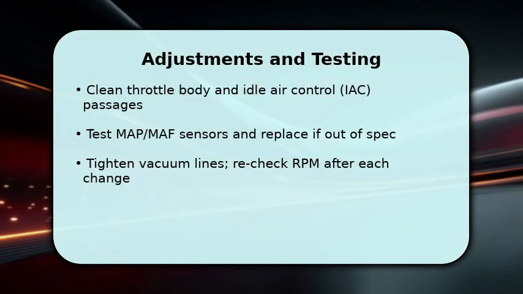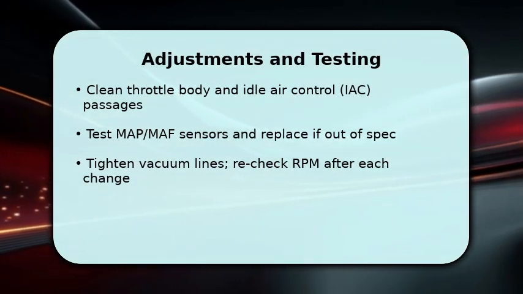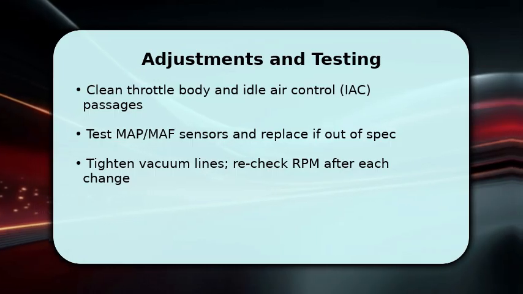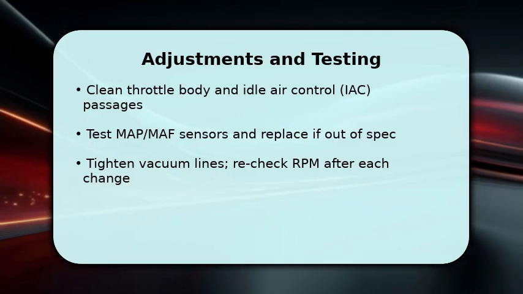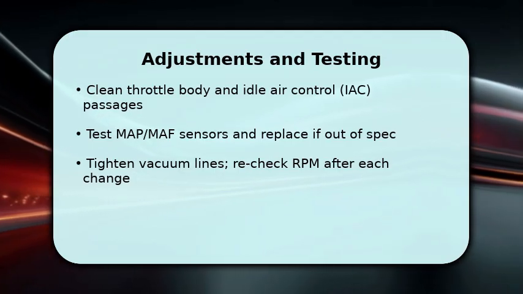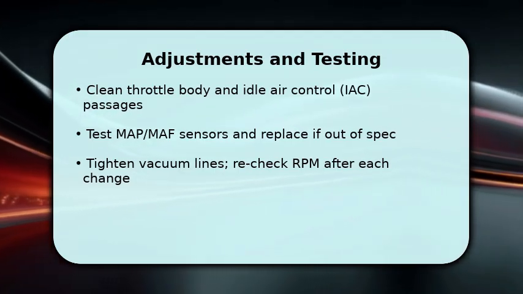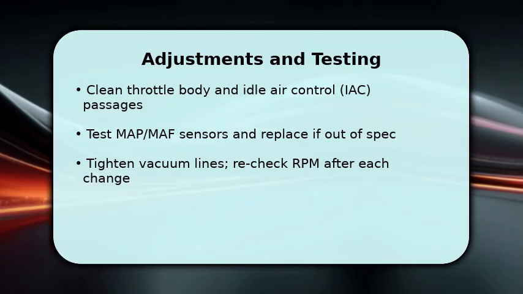Now focus on execution. Disconnect the intake and clean the throttle body and IAC passages to remove carbon buildup that falsely alters airflow. Next, test the MAF or MAP sensor values with a multimeter or scan tool. Replace sensors that show readings outside manufacturer specs because faulty sensors misreport airflow and force incorrect RPM.